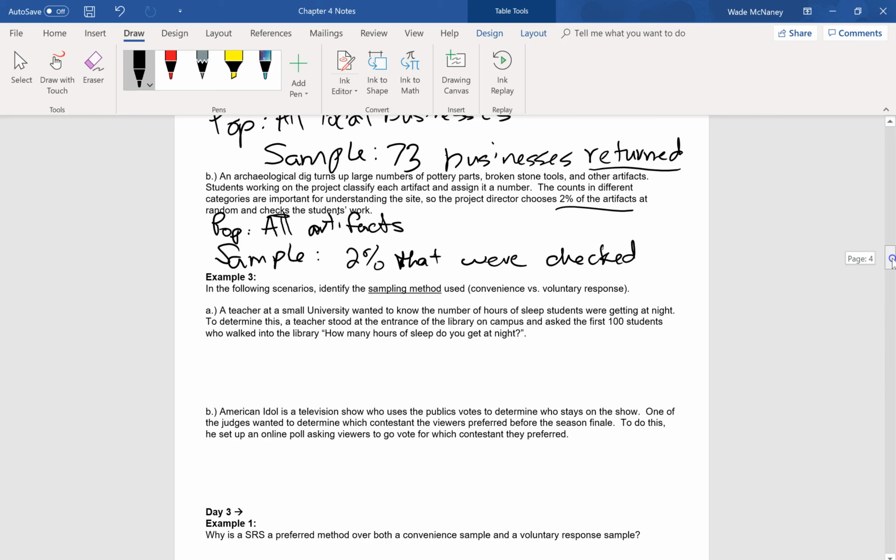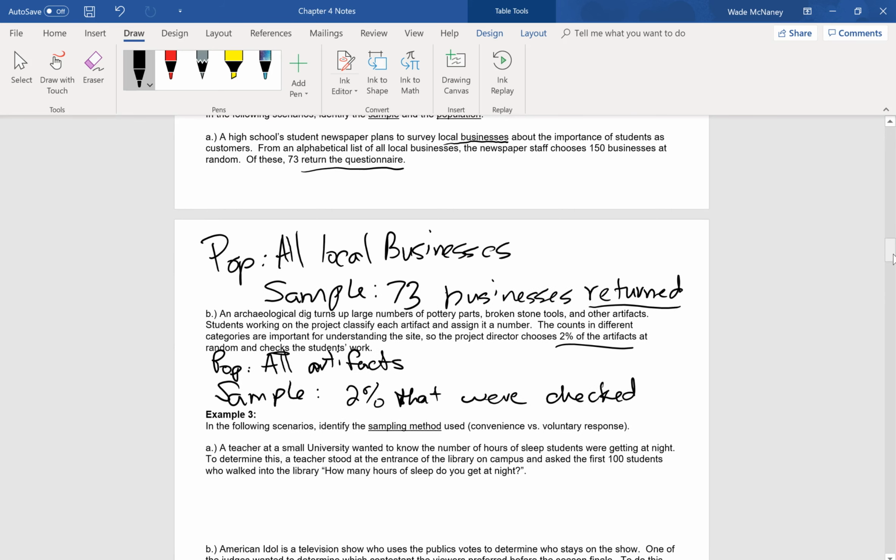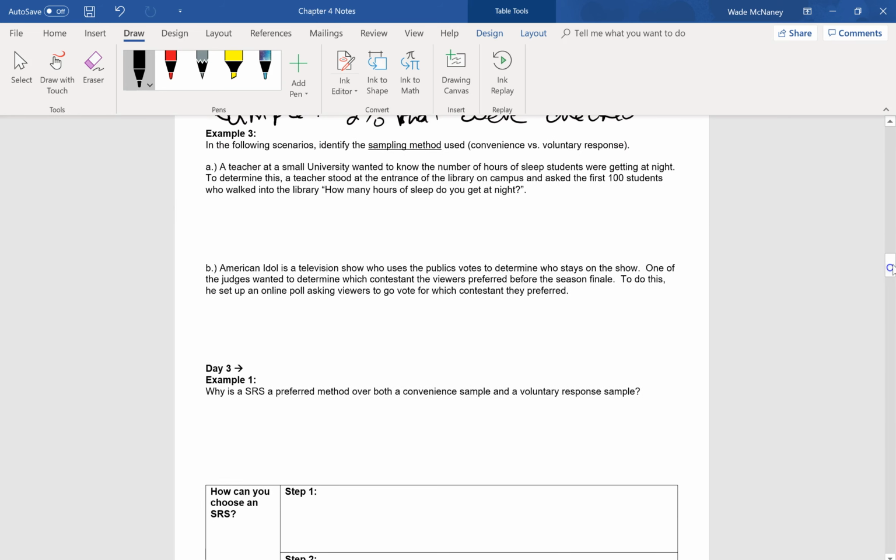Okay, good. Again, they seem really simple, and they are pretty simple right now, but eventually they get more complicated. Really focus on population is everybody that you're trying to gather information about. The sample is who you actually gather data from. So population is about, sample is from. All right. A couple more examples here real quick, and then we'll let you get started on some practice.